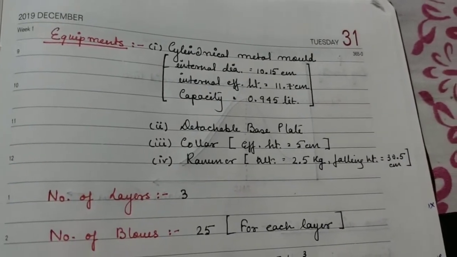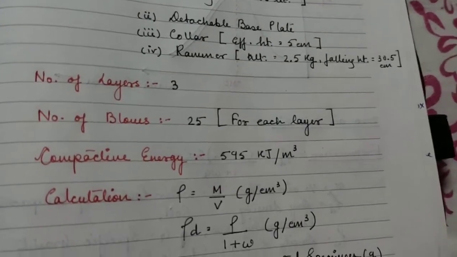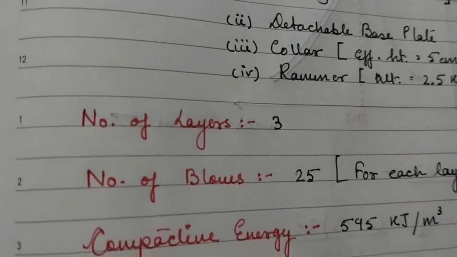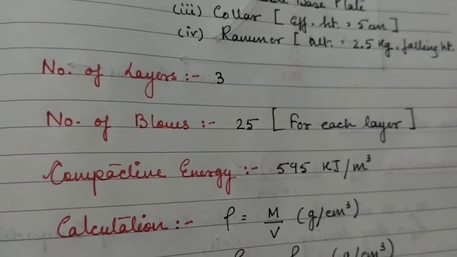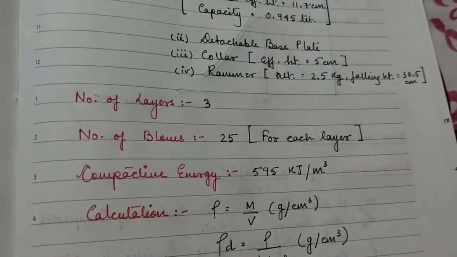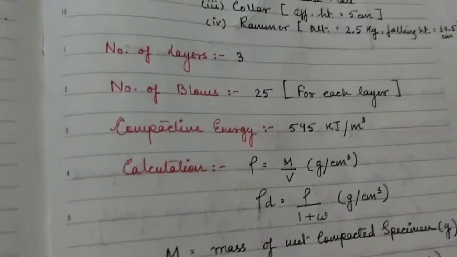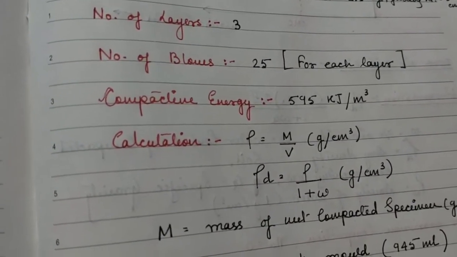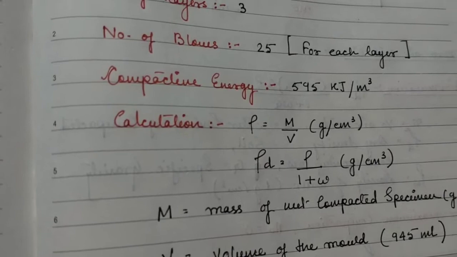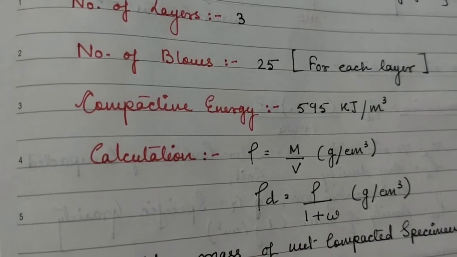The test consists in compacting the soil at various water contents in the mold in 3 equal layers, each layer being given 25 blows with the help of a rammer which is dropped from a height of 30.5 centimeter. The dry density obtained in each test is determined by knowing the mass of the compacted soil and its water content. The compactive energy used for this test is 595 kg per meter cube.